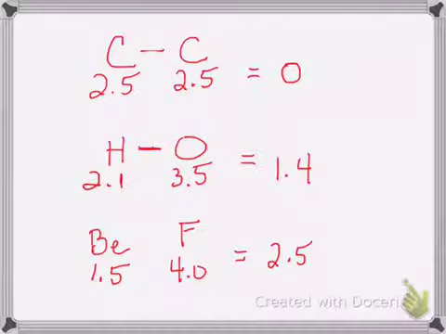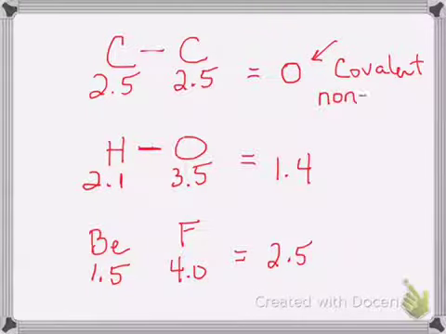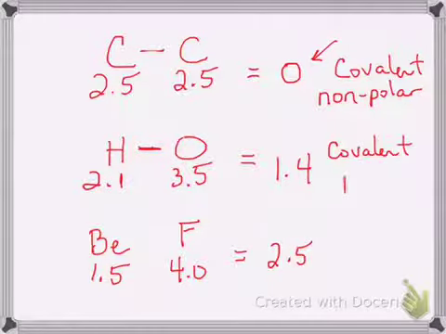So what do these values represent? The difference between the two atoms tells you something about the bond that is occurring between them. When you get a number like 0, like we have here, this would indicate a covalent bond, and it's nonpolar. The second one here, where we got 1.4 between the hydrogen and oxygen, that is also a covalent bond, and it is polar. And the third one here is an ionic bond.